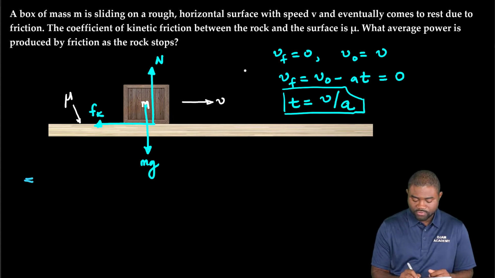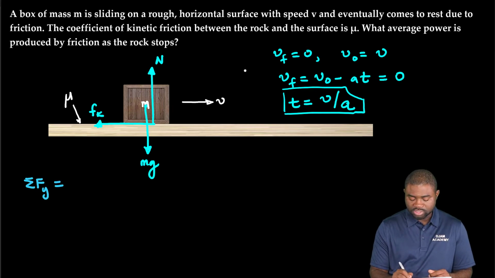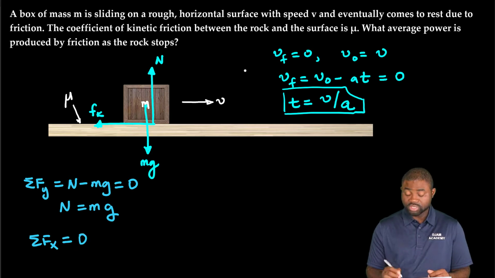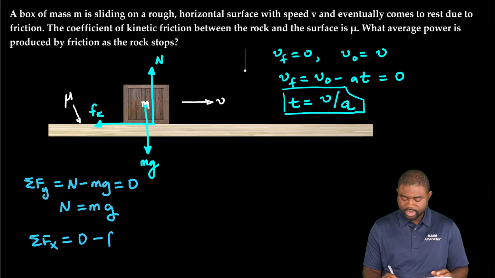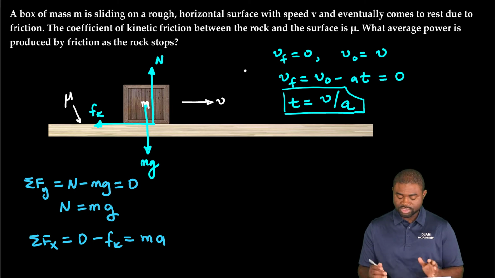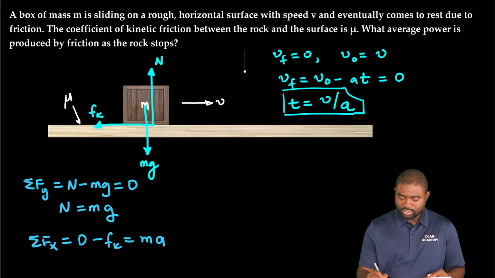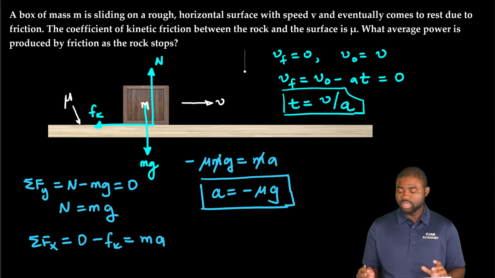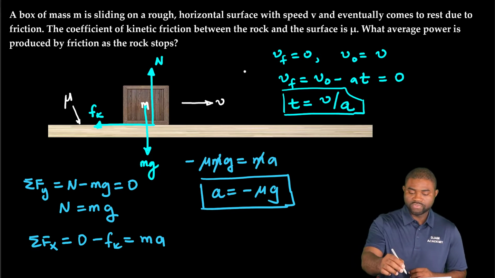First of all, we know that the sum of forces along the y direction is equal to n minus mg. All of this is equal to 0, which means that n is equal to mg. Now, the sum of forces along the x direction is equal to 0 because there is no force forward, minus f sub k. All of this will be equal to ma. Remember, it's equal to ma because the system is decelerating. What this means is that negative mu mg will be equal to ma. This cancels off and the acceleration is equal to negative mu g. This defines the acceleration of the box. We may or may not use this, but I guarantee that we will use this.